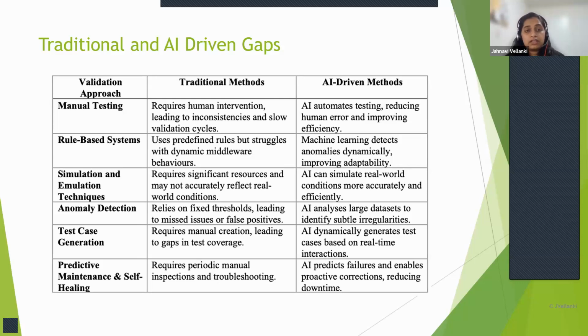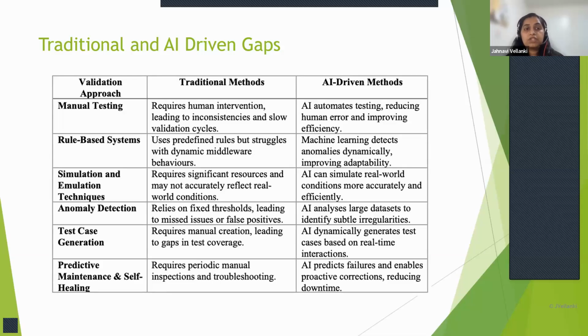The traditional method is a lot of rule-based systems. The middleware systems are a lot of rule-based, so they use predefined rules. So when comes a dynamic middleware behavior, these systems struggle. When you look at the AI side, machine learning detects anomalies dynamically and it improves adaptability. So that's much more efficient.